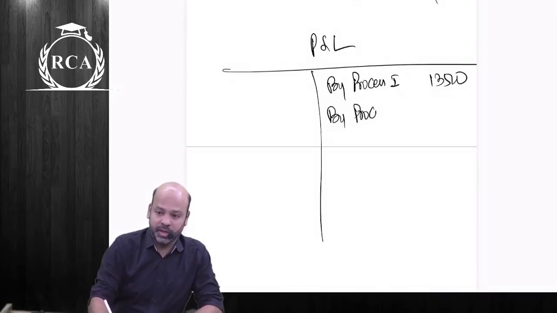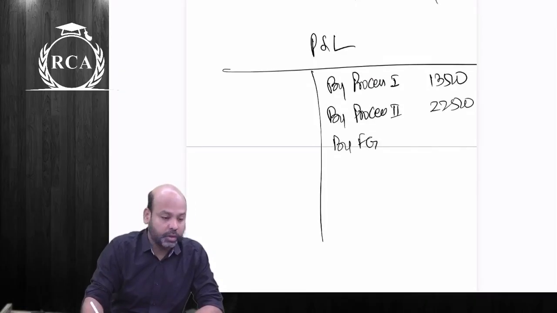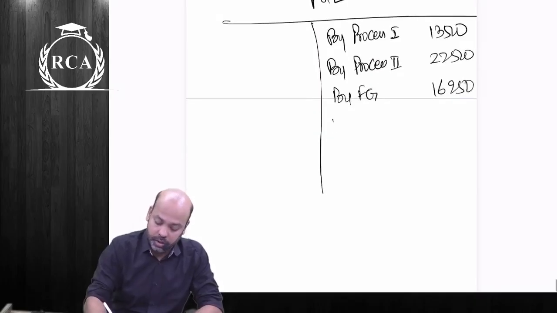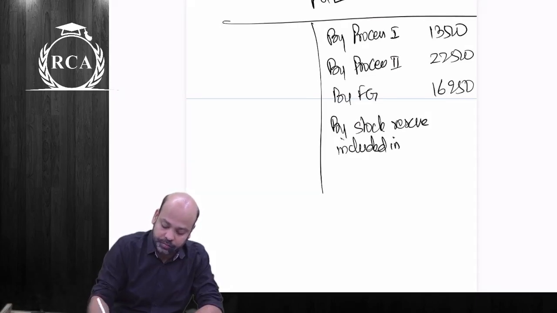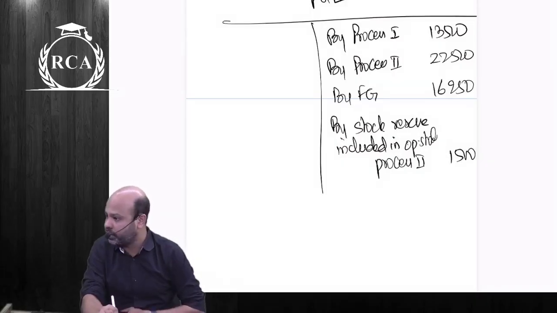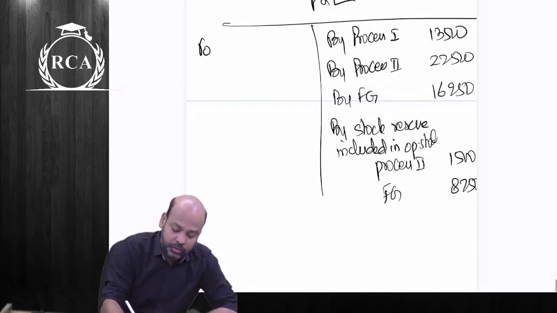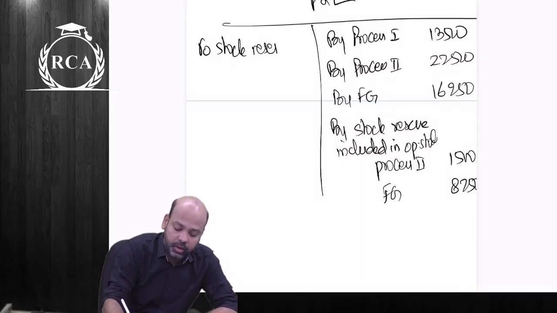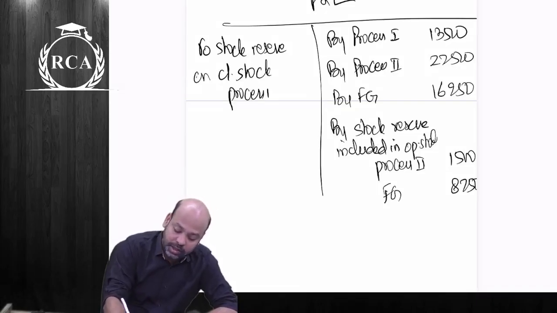This is a completely incorrect presentation. Process 2 booked a profit of 22,500. Finished goods department booked a profit of 16,000. There was unrealized profit included in opening stock, stock reserve included in opening stock. How much was included in process 2's opening stock? Shouldn't I write the opening stock's stock reserve on the credit side? Finished goods department 8,250. I'm also supposed to write the stock reserve included in closing stock. I do not know that. I have to calculate it.